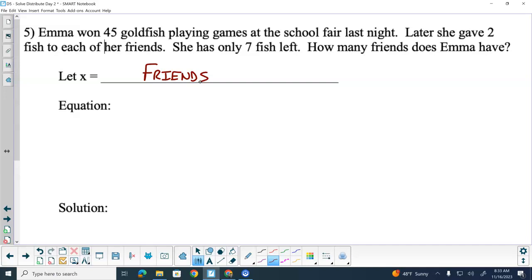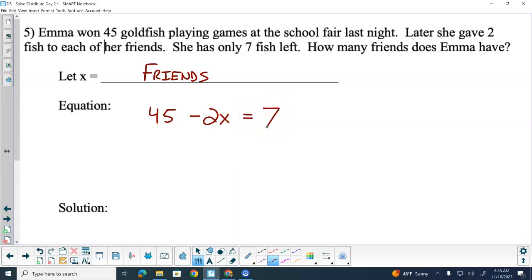Okay. Right? So she won 45 goldfish at the games, right? So she starts out with 45 goldfish. Later, she gave 2 fish to each of her friends. How am I going to represent that? 2x? Is it plus 2x? Why is it minus 2x? Because she's giving them away. They're going out. Yep, the fish are going out. The fish aren't coming in. And at the end of the day, how many does she have? 7. She's got 7 left over at the end.